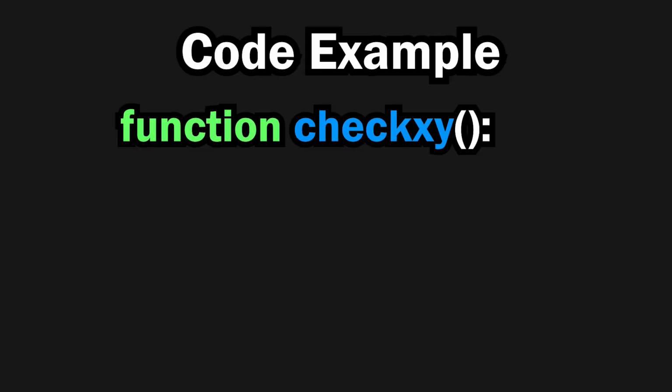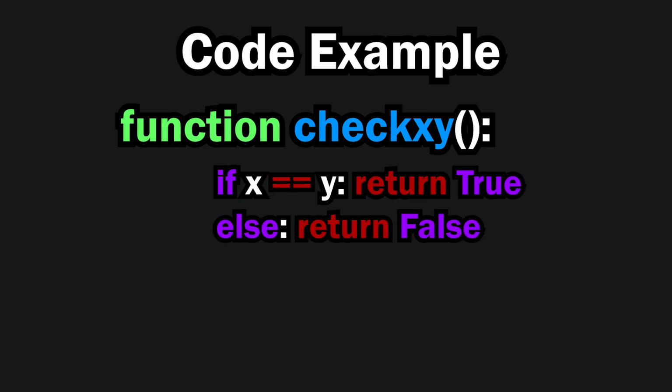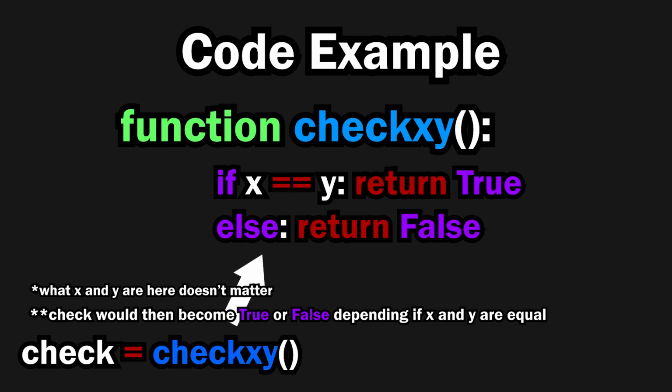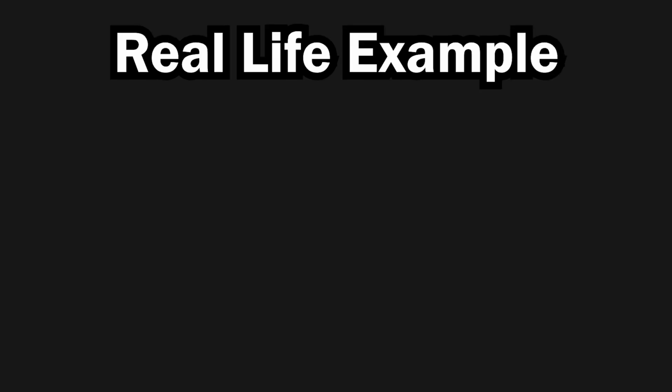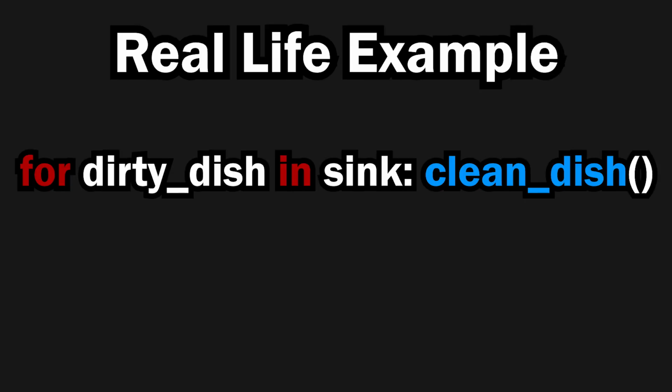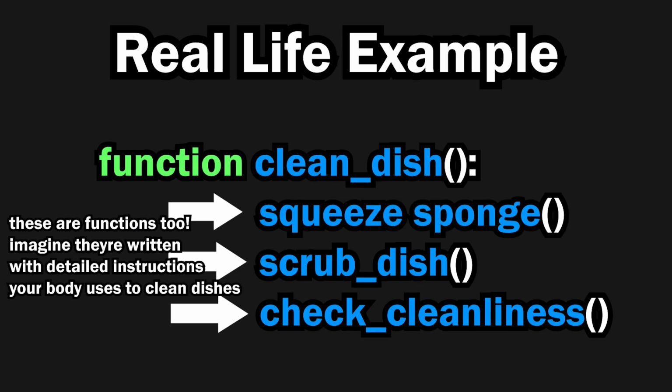For example, we create a function called checkxy, and if x is equal to y, we return true. Otherwise, we return false. If we wrote checkxy in our code, it would run the code contained within the checkxy function. To apply this to real life, let's go back to the for every dirty dish, clean dish loop. We can apply this to the clean dish part of that real life pseudocode. It is a function that contains all the actions of cleaning a dish we are calling on for every dirty dish we need to clean.